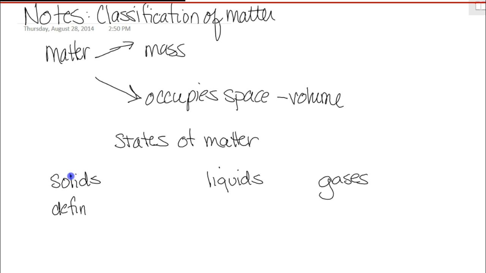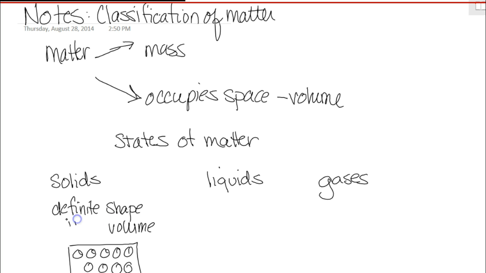Solids have a definite shape. This is how we know them to be solids. Basically they have a definite shape and a definite volume. And if we nano a solid, we're going to show that its particles are very closely packed. Though we know they're not standing still, right, because they are vibrating. The bonds between them are so strong that they do not move. They have definite shape and definite volume.